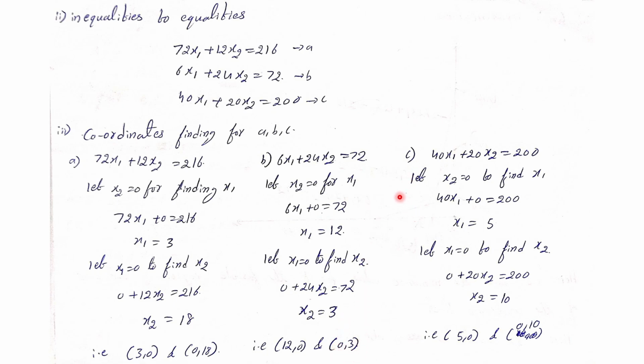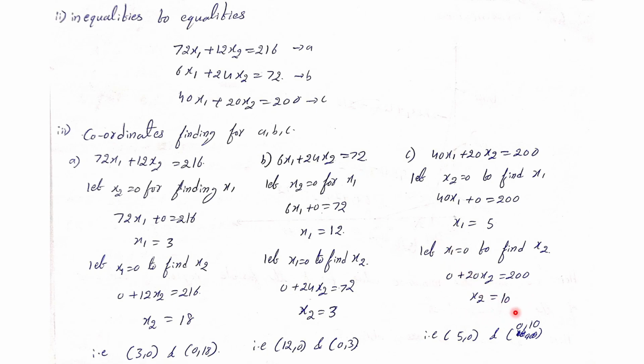In the same process, let us solve equation C also. For finding x1, let x2 equal 0. Then the equation becomes 40x1 plus 0 equals 200. By solving it, you get x1 equals 5. Here we get a coordinate of C, that is 5 comma 0. And for getting x2, let x1 equal 0. Then the equation becomes 20x2 equals 200. By solving it, you get x2 equals 10. Here you get another coordinate of C, that is 0 comma 10.